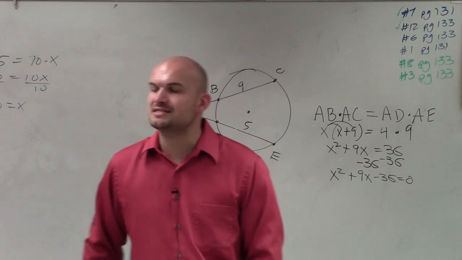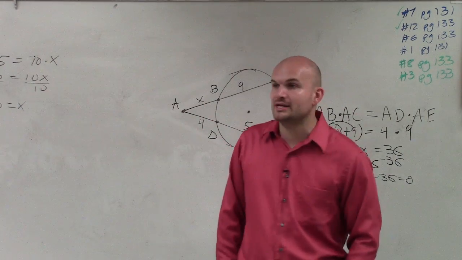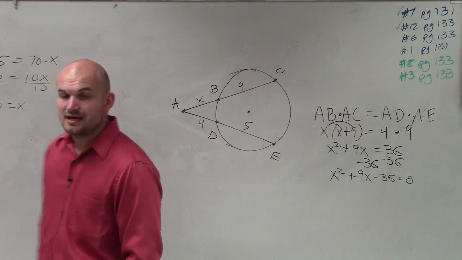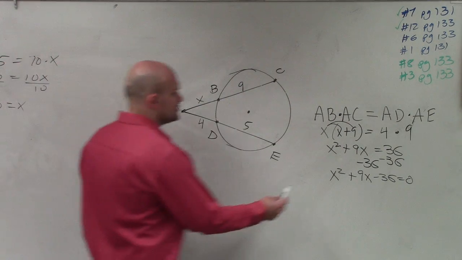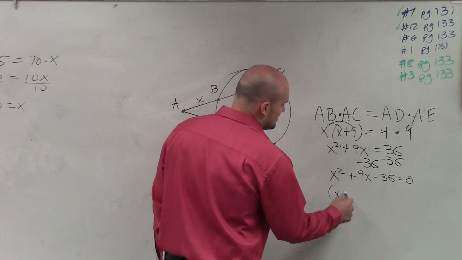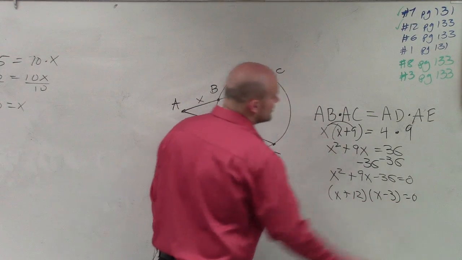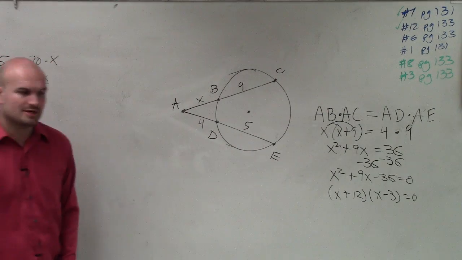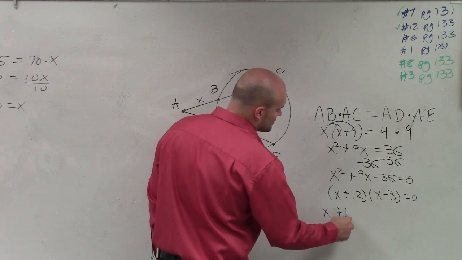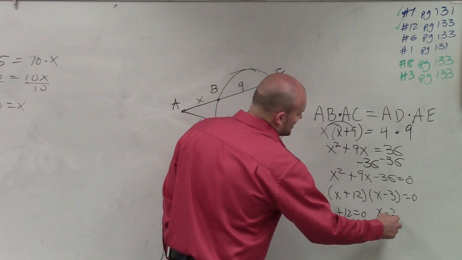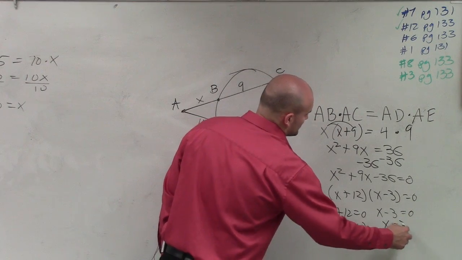If you guys do positive 12 times negative 3, is positive 12 times negative 3 equal to negative 36? Yes. Is positive 12 plus negative 3 equal to positive 9? Yes. So therefore, I'd write it as x plus 12 times x minus 3 equals 0. Since we have a product equal to 0, we can set both of these equal to 0 and solve. So x plus 12 equals 0, x minus 3 equals 0, x equals negative 12, x equals 3.